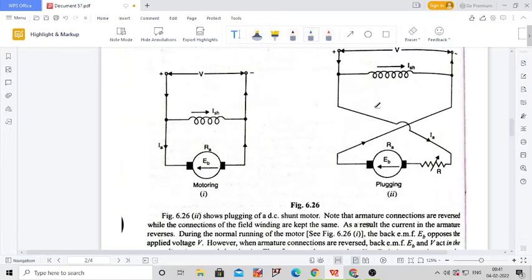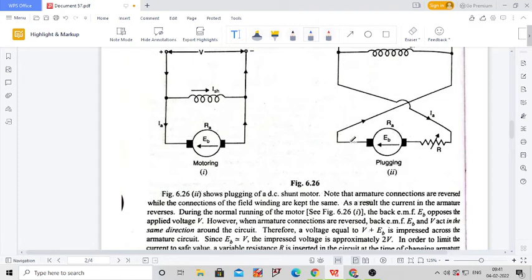here figure 2 indicates the connection diagram for the motor under braking mode. So we reverse the connection of the armature only, keeping the field in the same direction. Now only one thing: whenever we are going to apply plugging for a DC shunt motor, we have to connect one variable resistance in series with the armature. What is the necessity of that resistance, I am going to explain later. So by reversing the armature terminals, whatever current is flowing through the armature gets reversed.